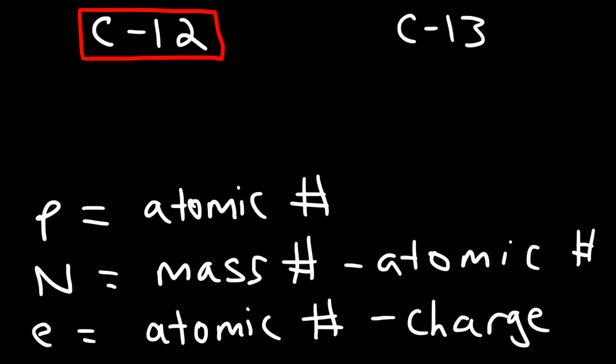For ions, they have a charge. So in the case of an ion, the number of protons and electrons differ. A positively charged ion has more protons than electrons. A negatively charged ion has more electrons than protons. Protons are positively charged, electrons are negatively charged, and neutrons are neutral.